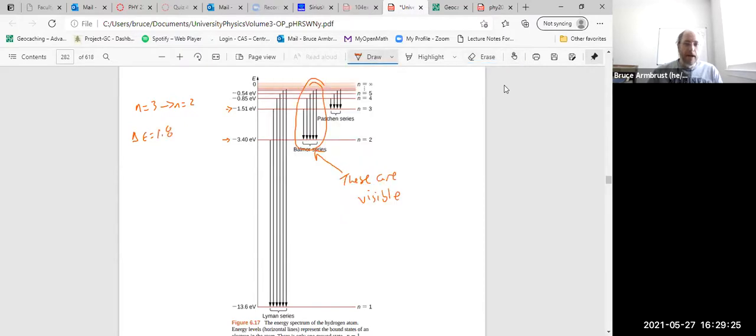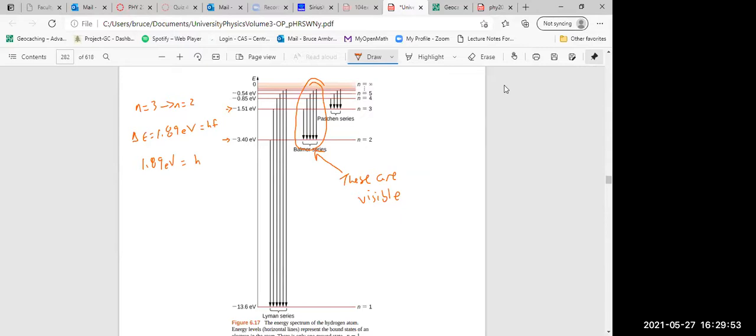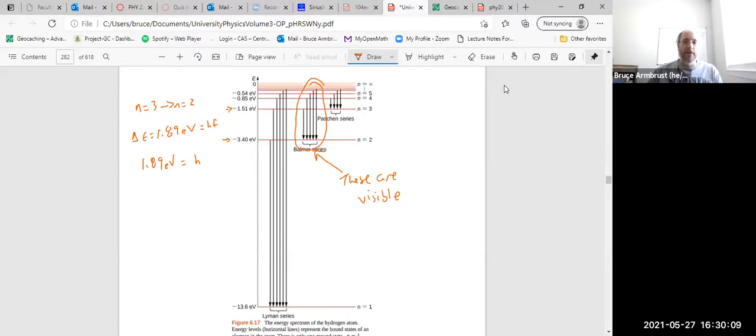Okay, so 1.89 electron volts. That's the energy drop. Now we know that this is going to equal hf. And let's just go ahead and go to wavelength. Do you remember how frequency and wavelength are related? c equals lambda times f. Yeah, lambda times f is equal to the speed, so in this case the speed of light is c. So f is equal to c over lambda. So lambda is going to equal hc over 1.89 electron volts.